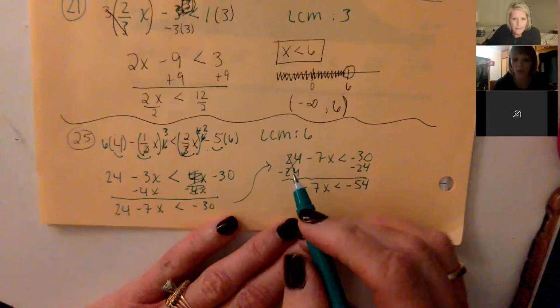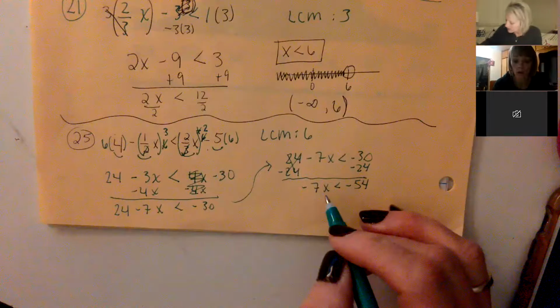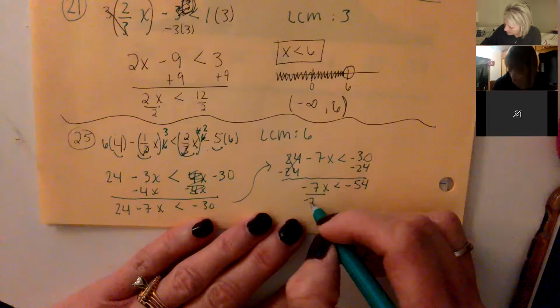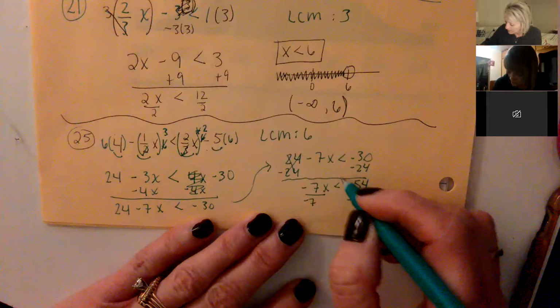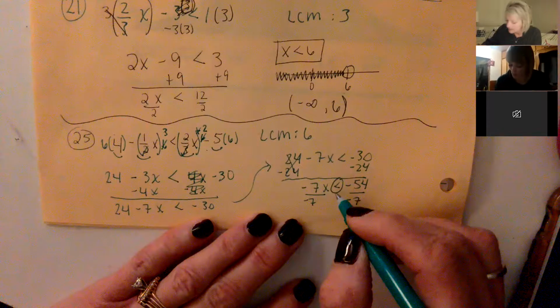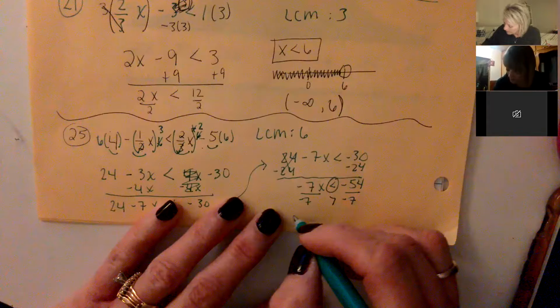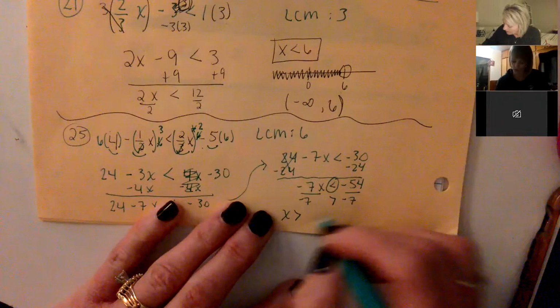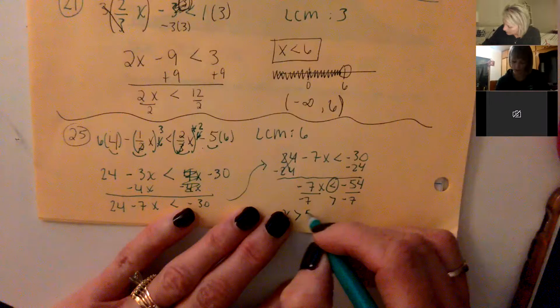Okay, yep. And then we're going to divide by a -7. And because we're dividing by a negative, I'm going to circle that inequality because it has to get flipped over. So it's going to be a greater than. So it's going to be x is greater than, and it's a negative divided by negative. So it'll now be positive, and we can leave it as 54/7.